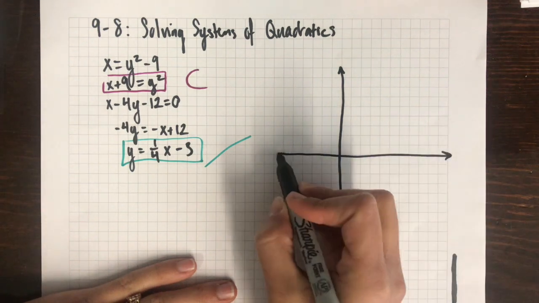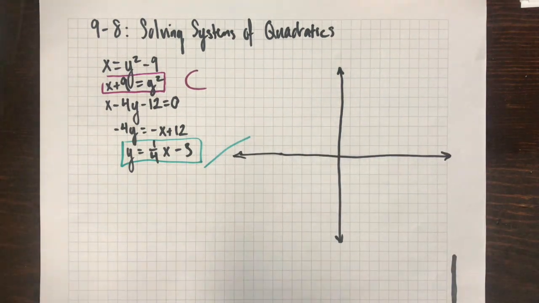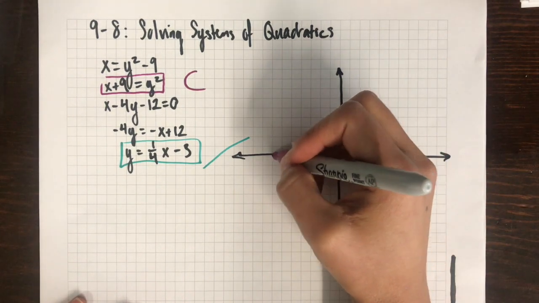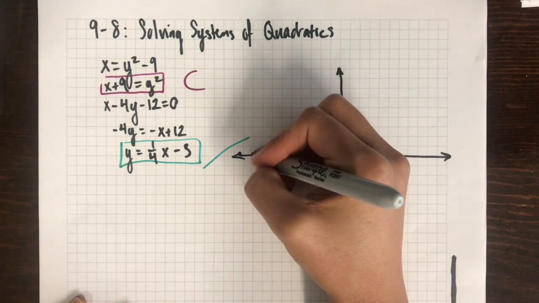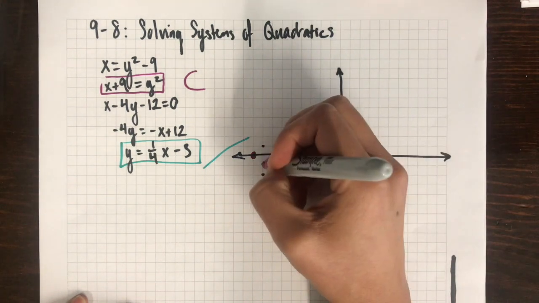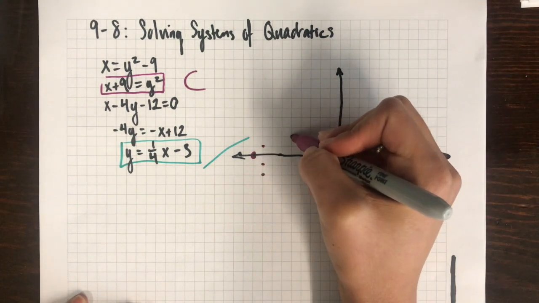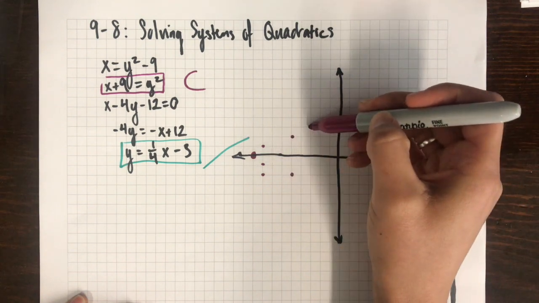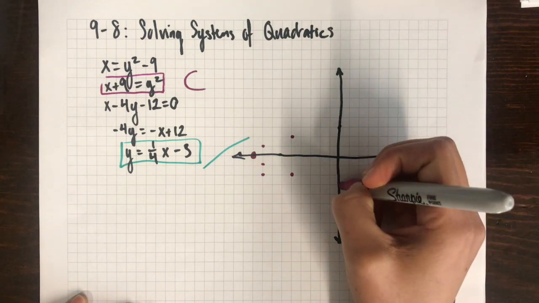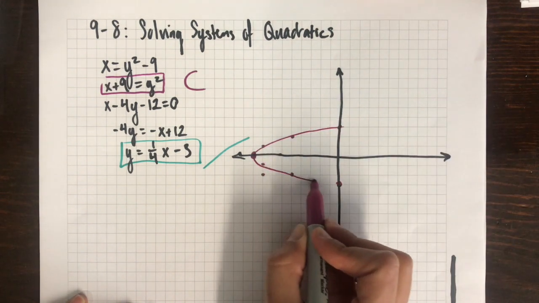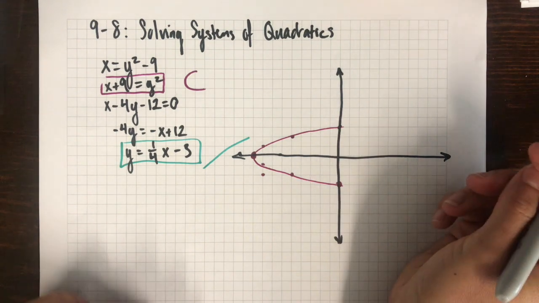So I'm going to graph both of these equations on the same coordinate plane so you can see where these are intersecting. The first thing is that I plot the vertex of my parabola, which is at negative 9, 0. So that's right there on the x-axis. And then I'm going to go up 1 over 1, up 2 over 4, up 3 over 9, up 4 over 16. So that's how I would graph that first equation with the parabola.